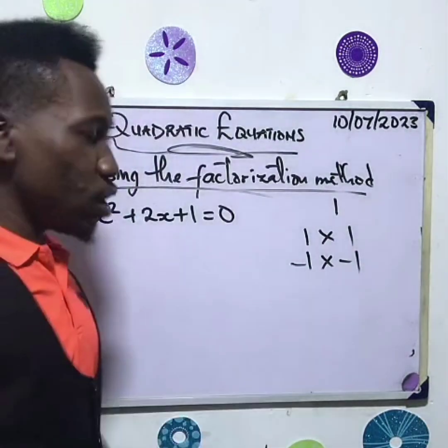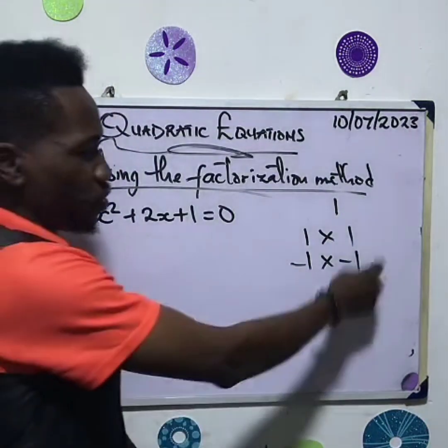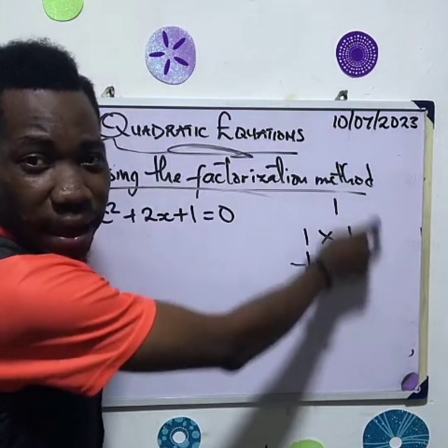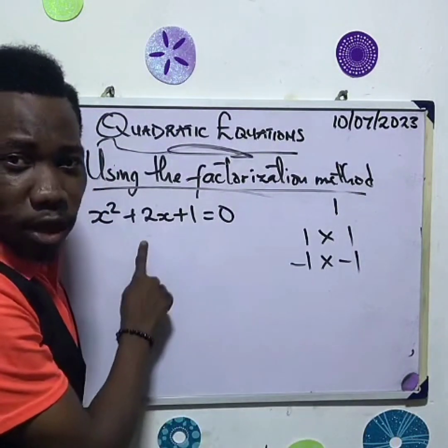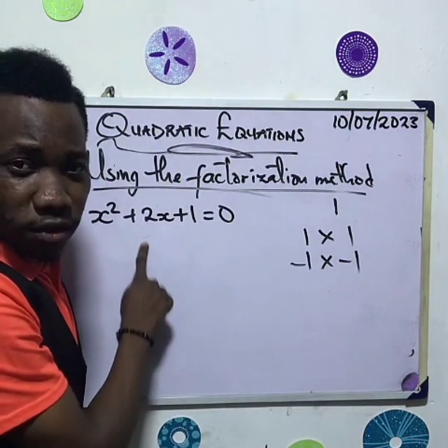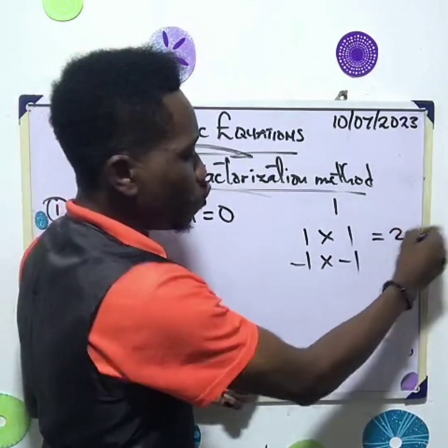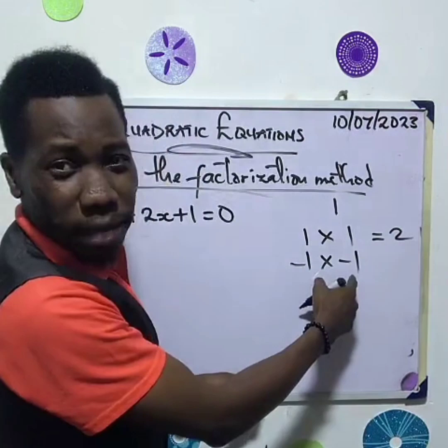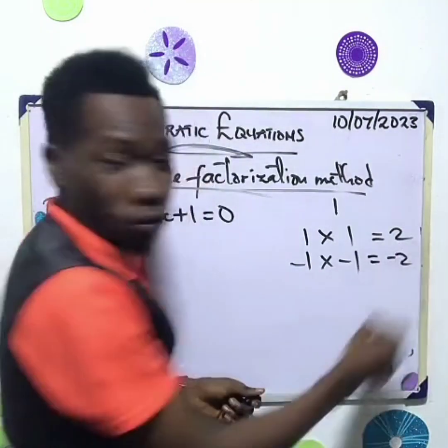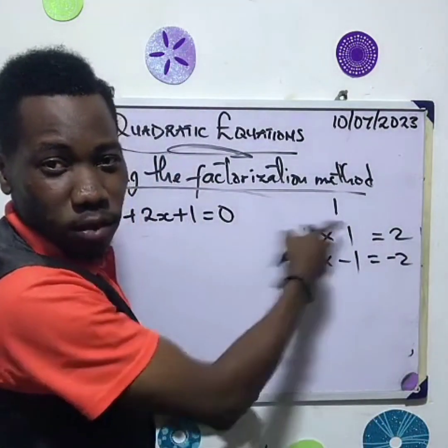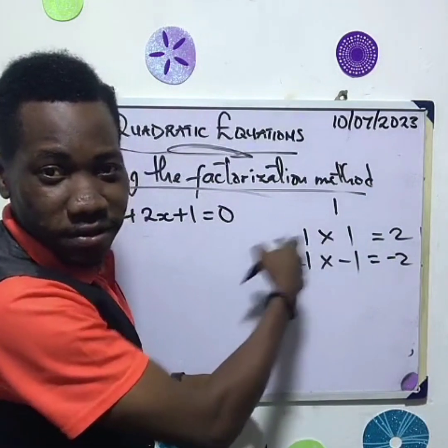It's just these 2. So the next thing you want to do, among these 2, sum them up and ask yourself which one will give us plus 2. 1 plus 1 will give us 2. Minus 1 minus 1 will give us minus 2. So we are working with plus 1 plus 1.